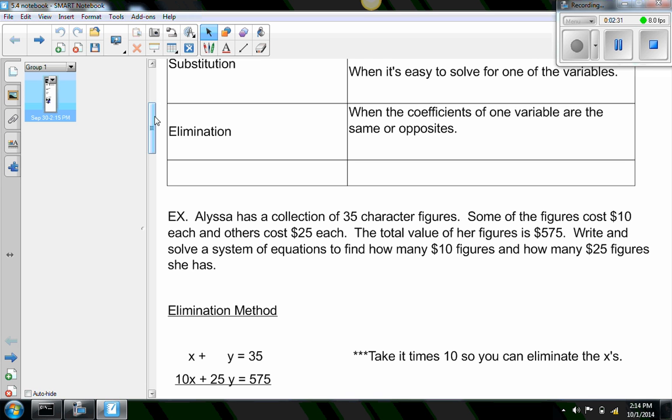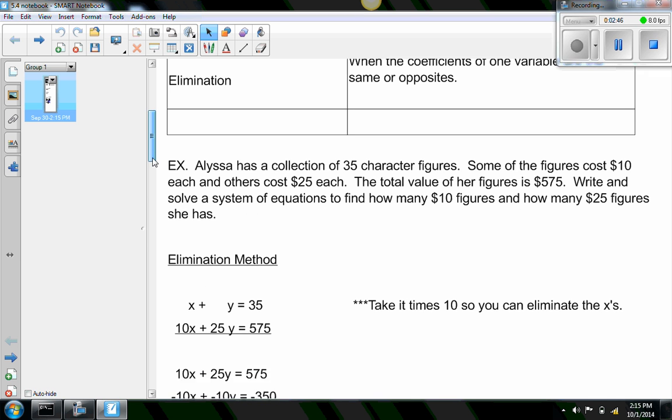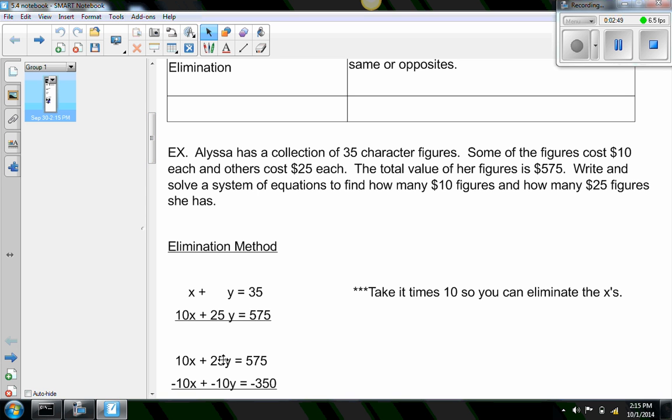You can see over on the right here, I already have written what I'm going to do. I'm going to take this equation times 10 so that I can eliminate the x's. I keep my 10x plus 25y equals 575 that I had right here. I'm going to take this whole thing times 10: 10x, 10y, and 35 times 10 is 350. And I'm going to subtract them all, so I'm going to change them all to negatives so that I can subtract.